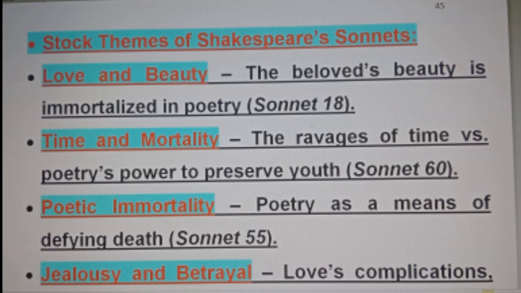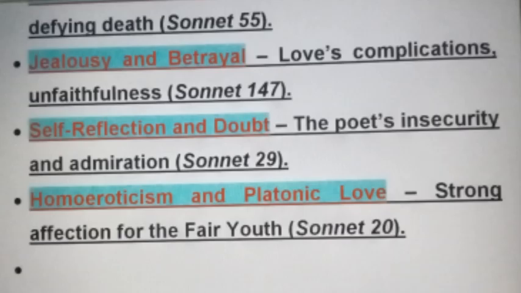Jealousy and betrayal: love's complications and unfaithfulness, as seen in sonnet number 147. Self-reflection and doubt, that is the poet's insecurity and admiration, as seen in sonnet number 29. Homoeroticism and platonic love, a strong affection for the fair youth, as seen in sonnet number 20.